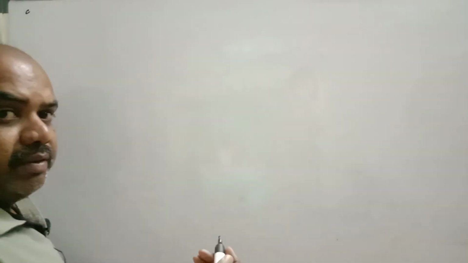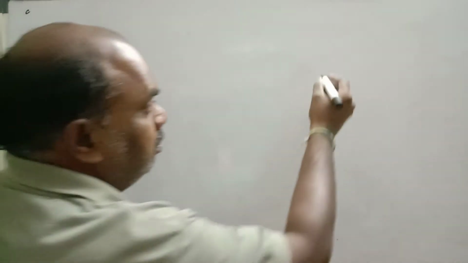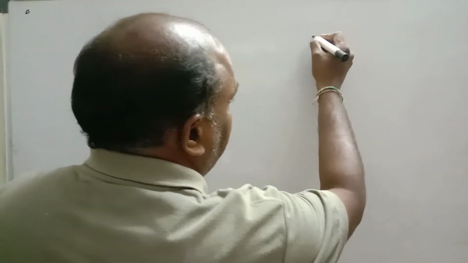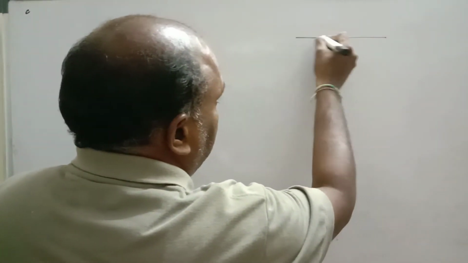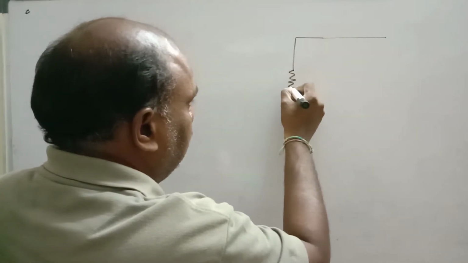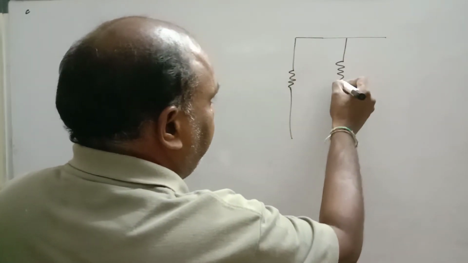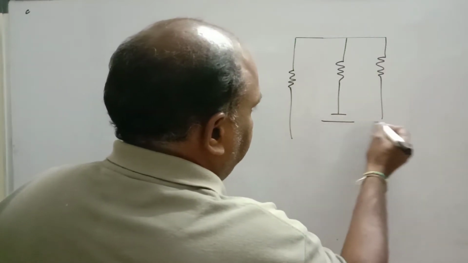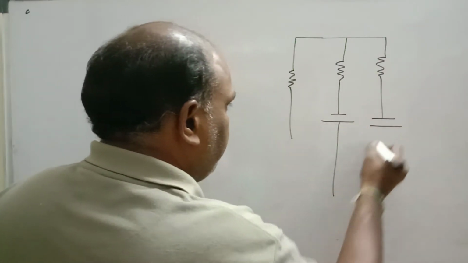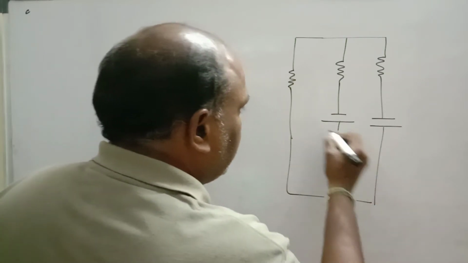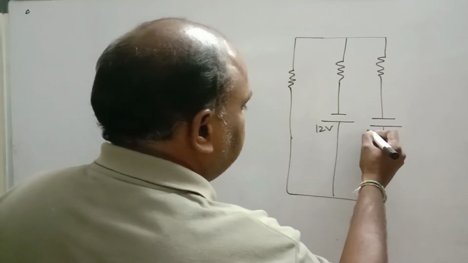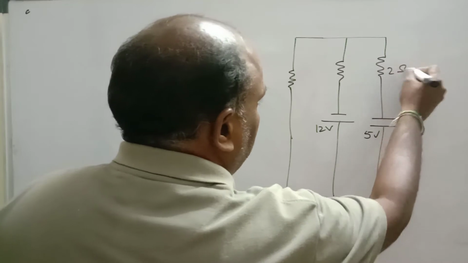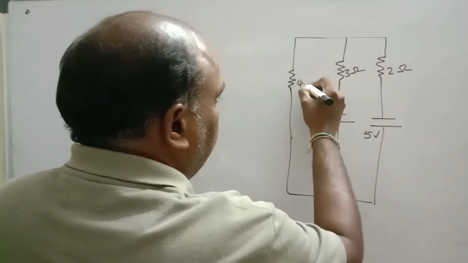Hello children, today we will see one problem based on Kirchhoff laws. This is 12 volt, 5 volt, 2 ohm, 3 ohm, 4 ohm.